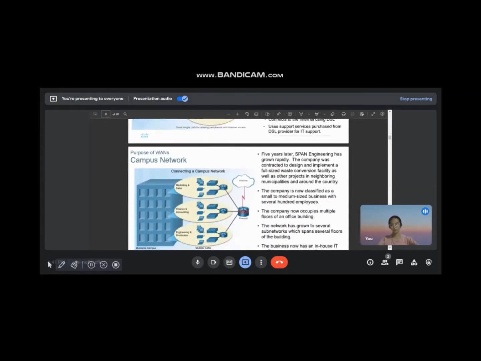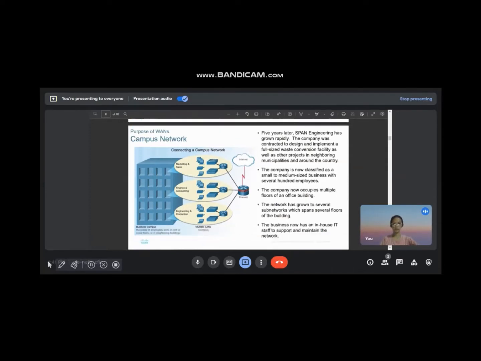Next is the campus network. Five years later, Span Engineering has grown rapidly. The company was contracted to design and implement a full-size waste conversion facility as well as other projects in neighboring municipalities around the country. The company is now classified as a small to medium-sized business with several hundred employees. The company now occupies multiple floors of an office building.